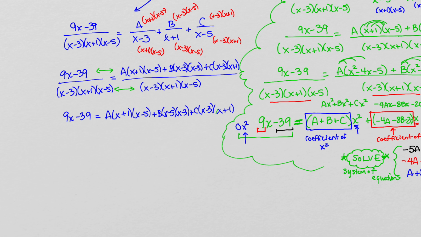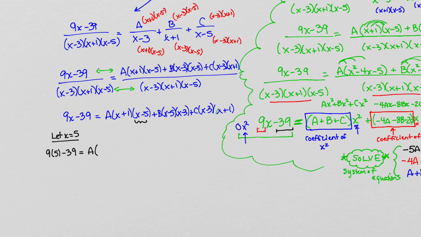What would happen if I was to look at this equation and say, suppose I let x equal the number 5 in that equation? Well, then I would have 9 times 5 minus 39 on the left side. But because it's an equation, I'd have to also plug 5 in on the right side, right? But if I let my x equal 5, what do you notice happens?